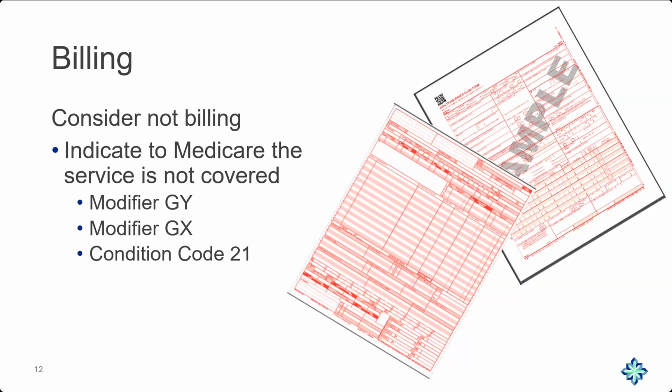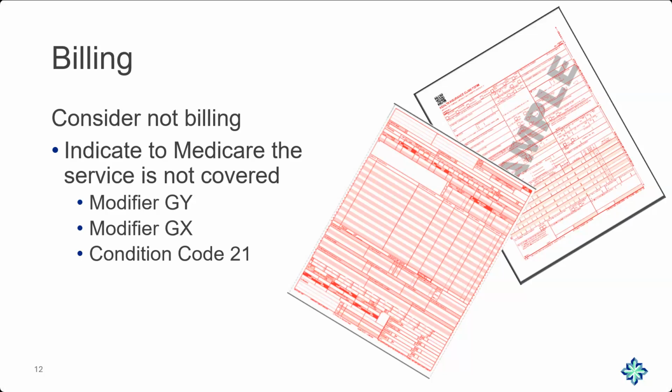Do you need to include the GY, GX, or condition code 21? Nope. The service is never covered and will be a technical rejection, which means it's not appealable and it's not covered. It's just not part of the Medicare program. You will not get appeal rights with it. However, that technical rejection does allow the patient appeal rights. So I'm not sure where to go exactly with that question.